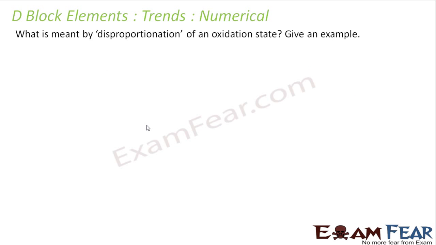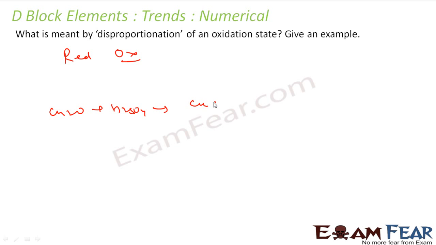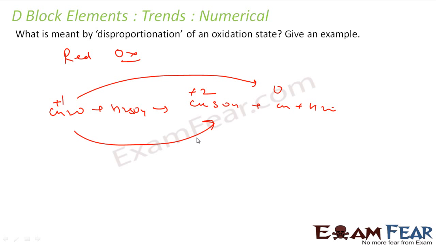The first question is: what is meant by disproportionation of the oxidation state? Give an example. The reaction where reduction and oxidation take place simultaneously is called disproportionation. For example, if Cu2O reacts with sulfuric acid, it forms copper sulfate, copper and water. If you see, copper has oxidation state +1 here, +2 here and 0 here. So +1 to 0 and +1 to +2. Both are happening in this reaction, so this is called a disproportionation reaction.